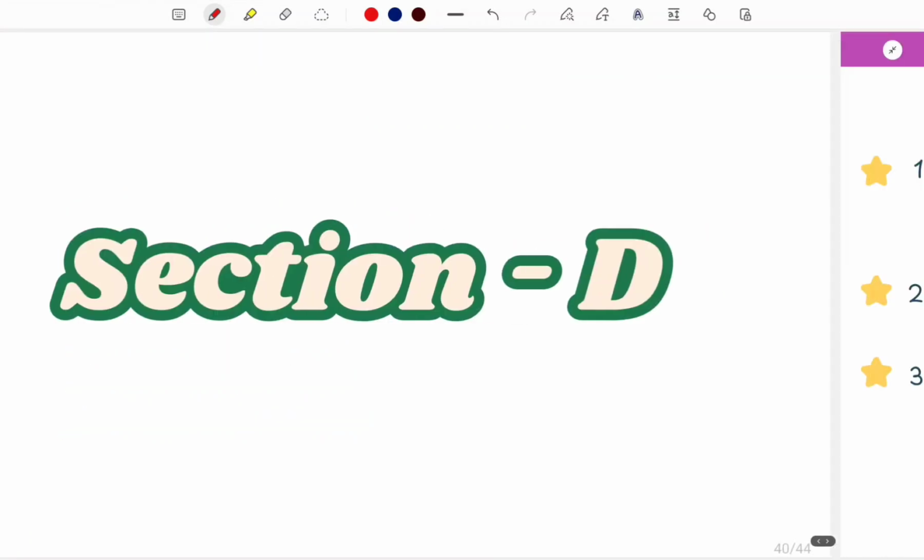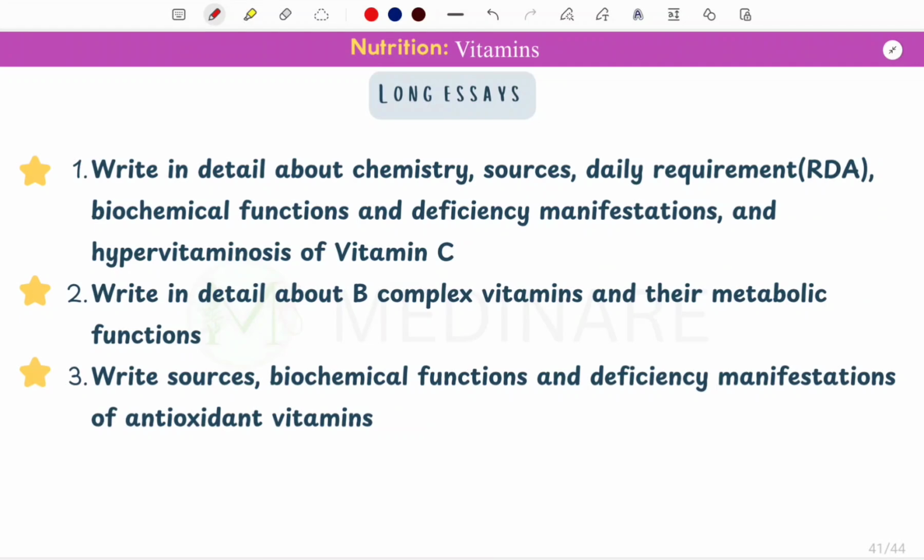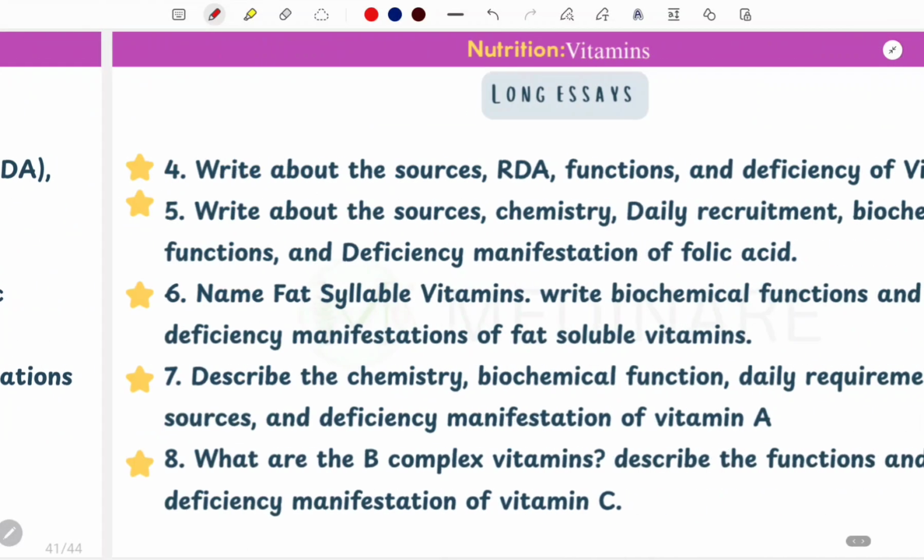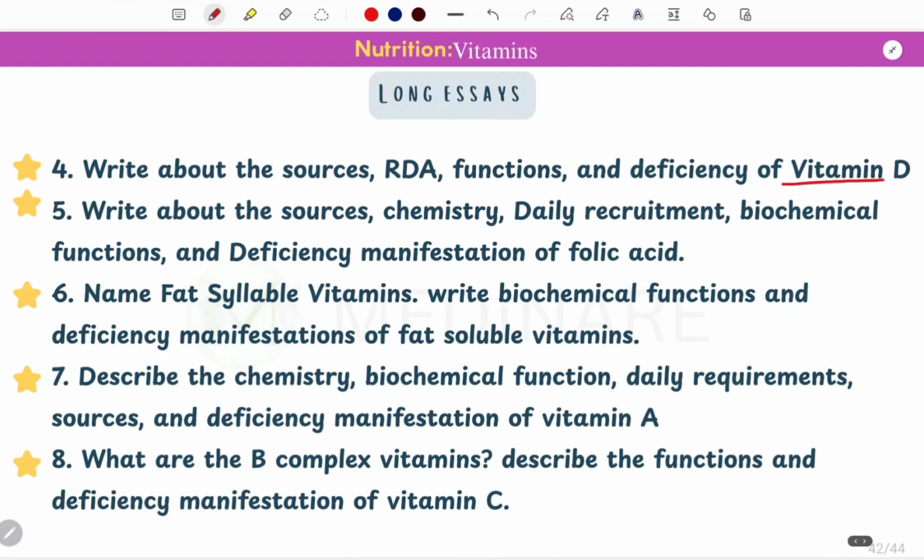Moving on to section D, every vitamin is very important, super important. Concentrate on these parts. They are asking about vitamin C, B complex vitamins, antioxidant vitamins, vitamin D, folic acid, fat soluble vitamins, vitamin A, again B complex vitamin, and deficiency manifestations of vitamin C.